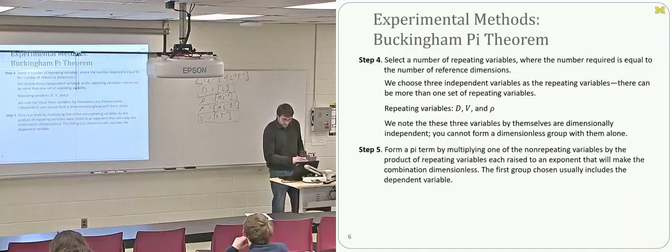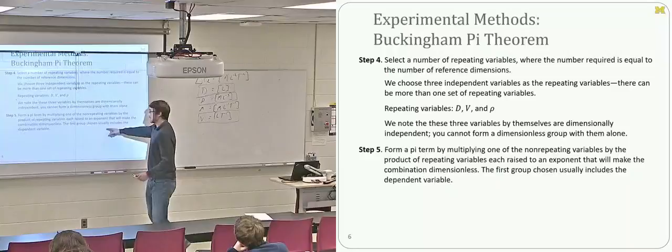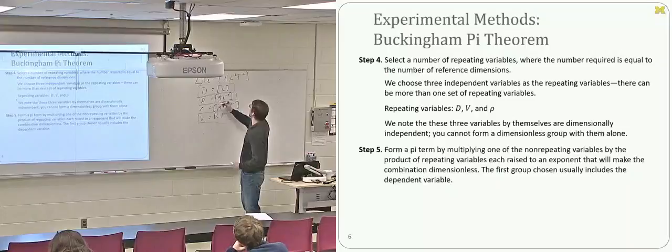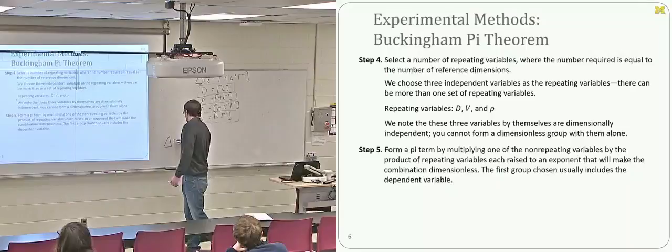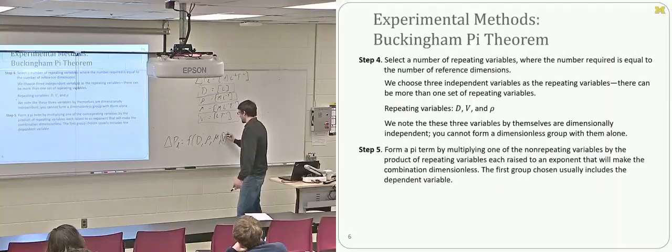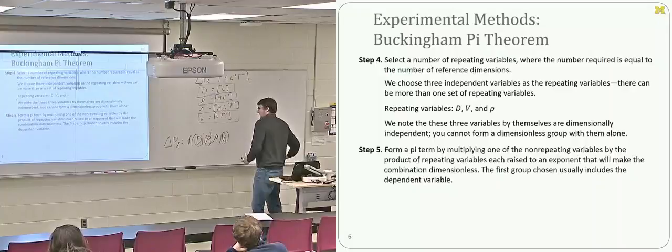All right, so the idea with creating a pi term, and this is the working step, okay? Is you say, I want to pick the first of my non-repeating variables. So our repeating variables here are, we've said, a function of diameter, rho, viscosity, and velocity. We picked as our repeating variables this guy and this guy, which means we've got two non-repeating variables. One, two. So step 5 is the one that we iterate on.